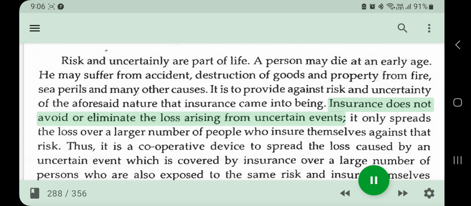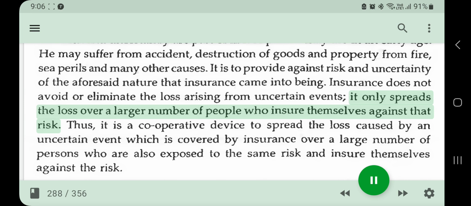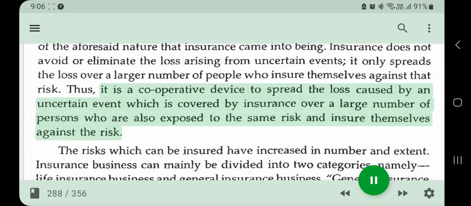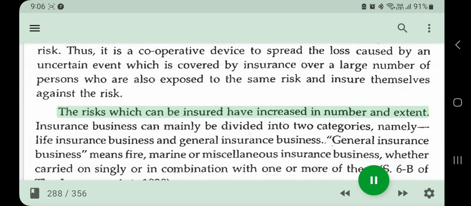Insurance does not avoid or eliminate the loss arising from uncertain events. It only spreads the loss over a larger number of people who insure themselves against that risk. Thus, it is a cooperative device to spread the loss caused by an uncertain event which is covered by insurance over a large number of persons who are also exposed to the same risk and insure themselves against the risk. The risks which can be insured have increased in number and extent.